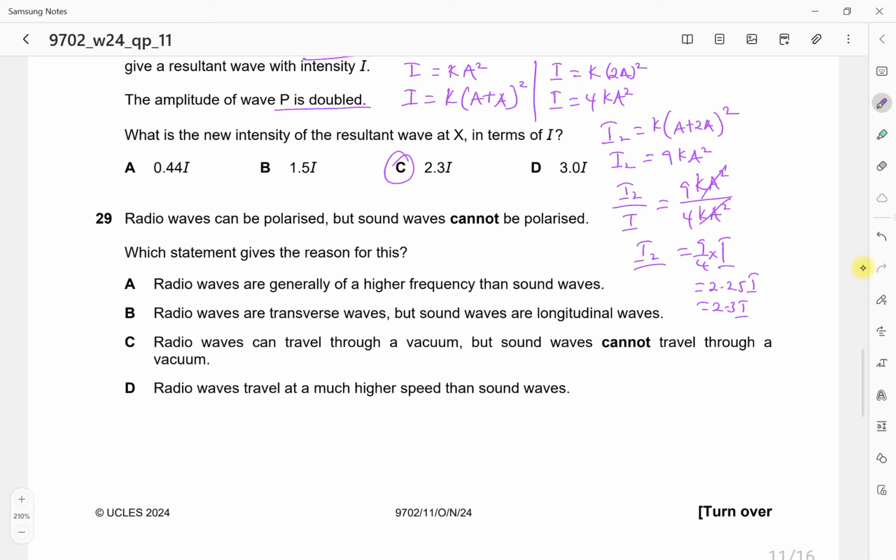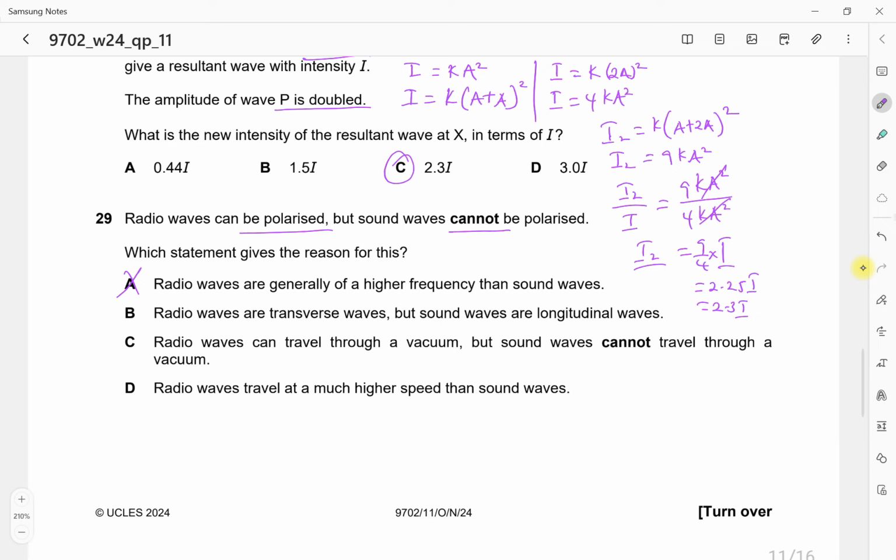Radio waves can be polarized, but sound waves cannot be polarized. Which statement gives the reason for this? Radio waves are generally of a higher frequency than sound waves. Radio waves have a high wavelength, but could have a lower frequency, or it could be higher than that of sound, but that does not explain polarization. So this statement is not true.